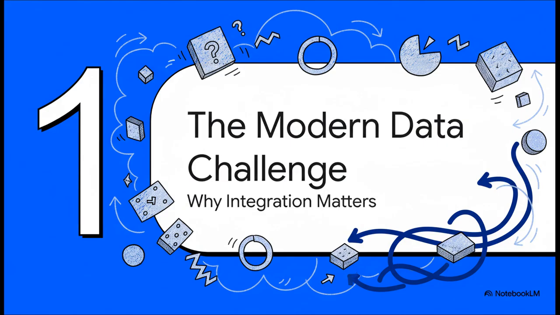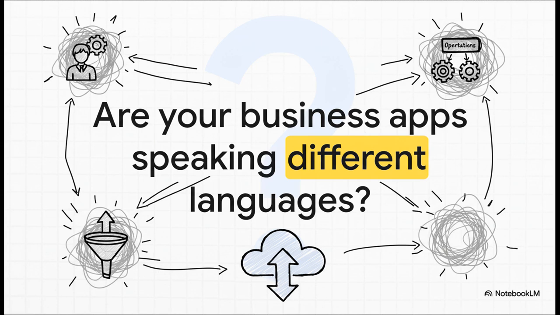So, to really get why OIC is such a big deal, we've got to start with the problem it's built to solve. It's a challenge that honestly almost every modern business faces. Just think about where you work for a second. You probably have one system for HR, right? A totally different one for sales, like Salesforce, and maybe another one for your operations or finance. They're all crucial, for sure, but do they actually talk to each other?